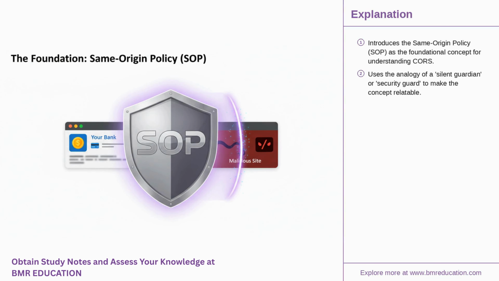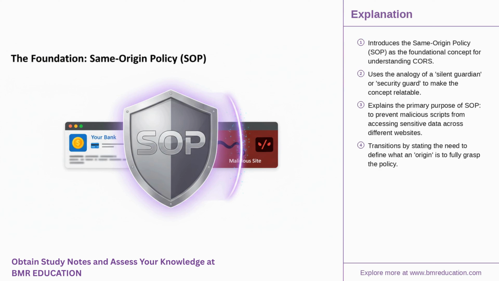Before we can understand CORS, we have to go back to its foundation, a core security principle of the web called the Same Origin Policy, or SOP. For decades, this policy has been the silent guardian of your browsing experience, protecting your sensitive data on one website from being stolen by another. Think of it as a strict security guard for every browser tab.